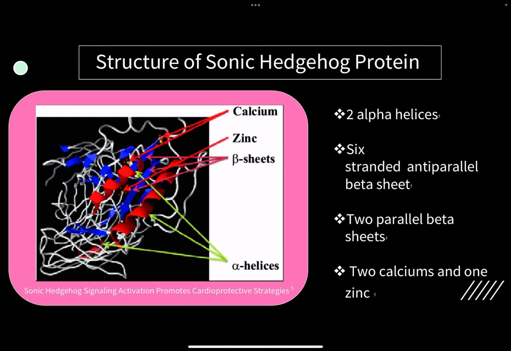This next picture is of the ribbon structure of the Sonic the Hedgehog protein. It doesn't show the cholesterol and palmitic acid attached to it, but it does show that it has 2 alpha helices, 6-stranded anti-parallel beta sheets, 2 parallel beta sheets, and 2 calciums and 1 zinc. Calcium and zinc are important for the binding of this protein.